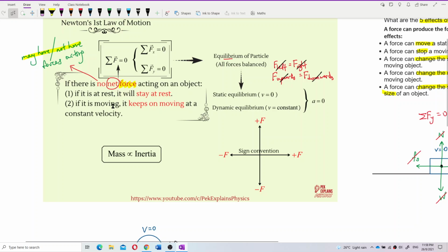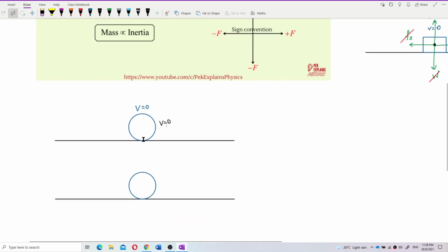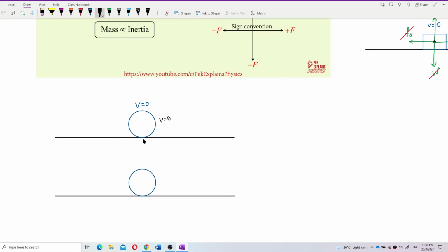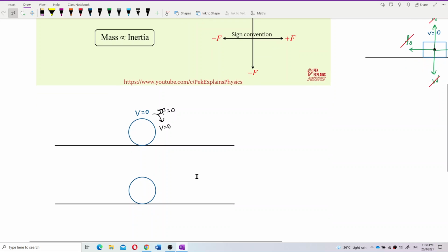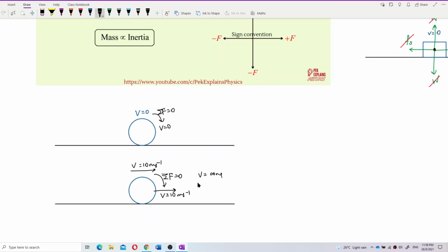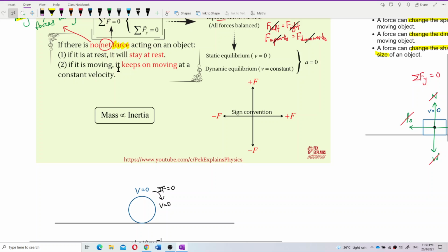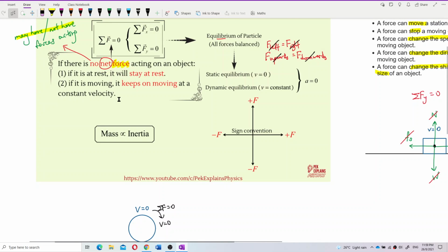But let's say the object is already moving. Just now it was stationary, isn't it? If the resultant force is 0, it will continue to stay at 0 velocity. But if it's already moving with a certain velocity, let's say velocity equal to 10 meters per second, and the resultant force is 0, let's say balanced, again it will still move with the same velocity, in the same direction, 10 meters per second, if no resultant force. Understand? So for this case, velocity is constant all the time. It keeps on moving at a constant velocity. Velocity doesn't increase or decrease.